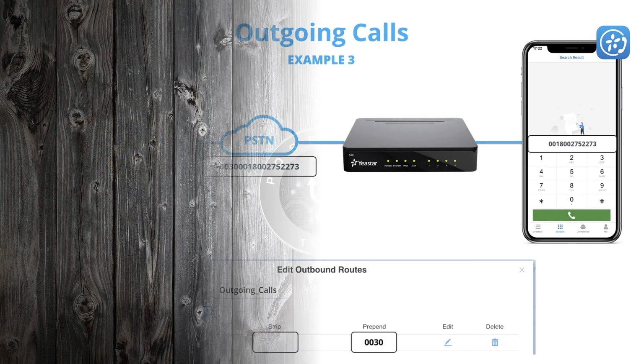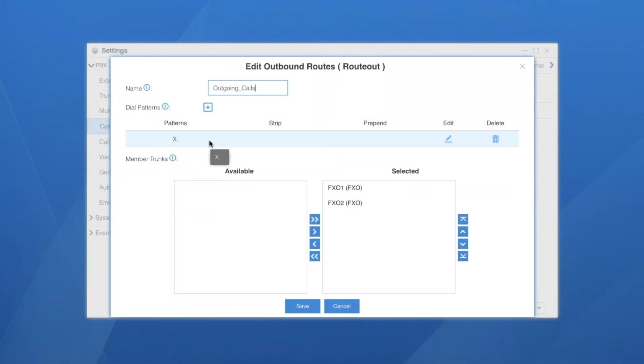Back to PBX. For my office, I will leave pattern to x dot, so anyone can make calls without any restrictions. Here you can select the trunks for making outgoing calls. I will select the two FXO ports. So for outgoing calls, both PSTN lines will be used.